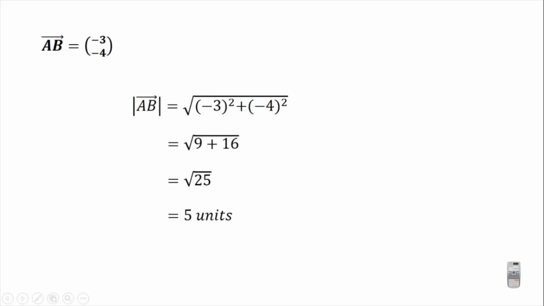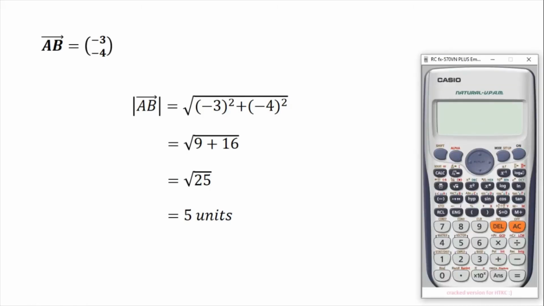So square root of 25 will give us 5. We don't know the unit, so 5 units. Now look at something. If you remove the brackets and you just write it as square root of -3 squared plus -4 squared, you are going to have math error. You will not be able to get your answer.